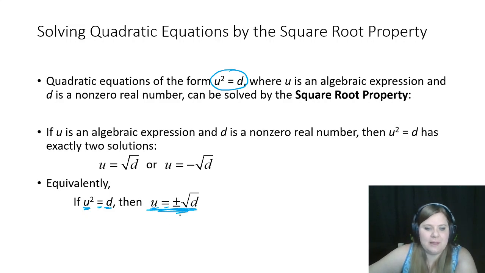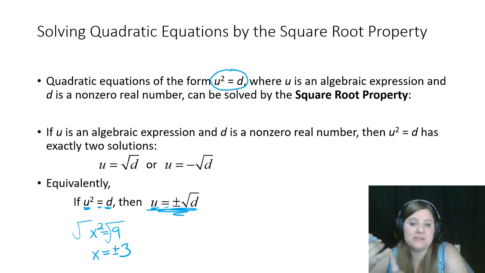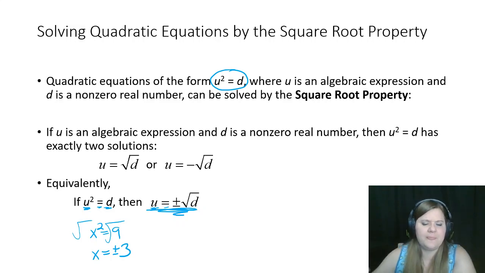So what does that mean? Okay, well, example. Let's say I had x squared equals 9. I'm going to take the square root of both sides. X equals, well, the square root of 9 is 3, but I have to put a plus or minus in front of it because x could be positive 3 or it could be negative 3, because think about it. 3 times 3 is 9, and negative 3 times negative 3 is also 9. So both 3 and negative 3 would be valid answers in that case.